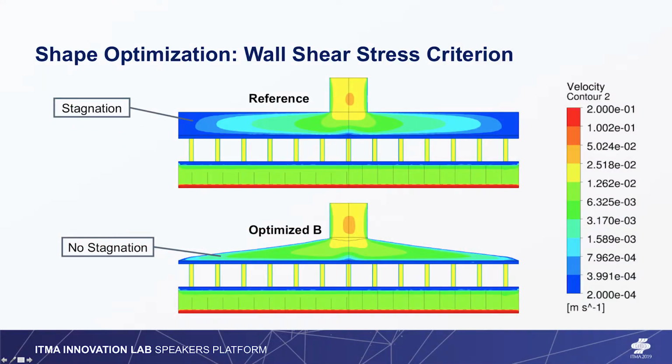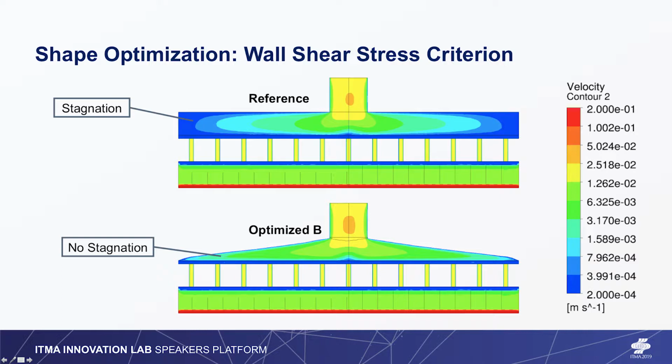Again, having a look at the flow velocity in the spin pack. So at the top, you can see these large regions with very slow flow velocities, and we were now able to reduce this to a very, very thin layer at the wall.